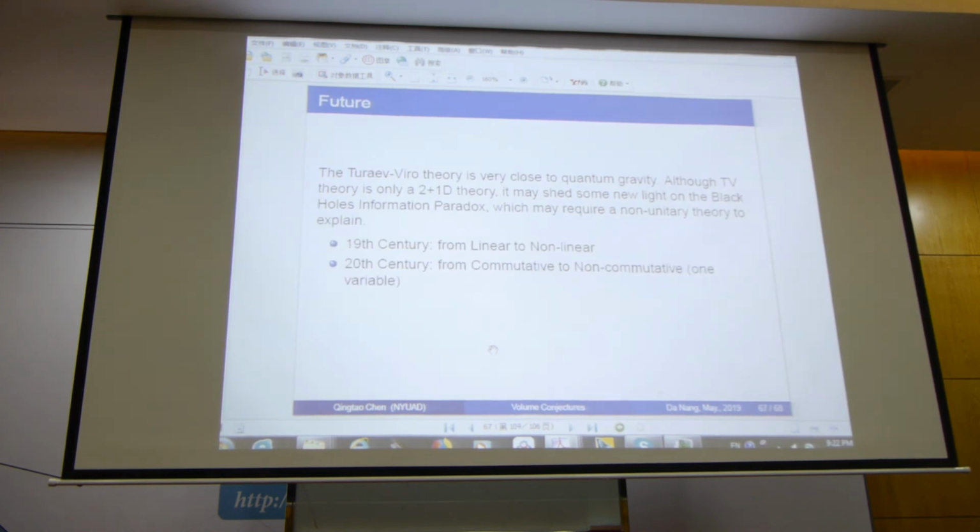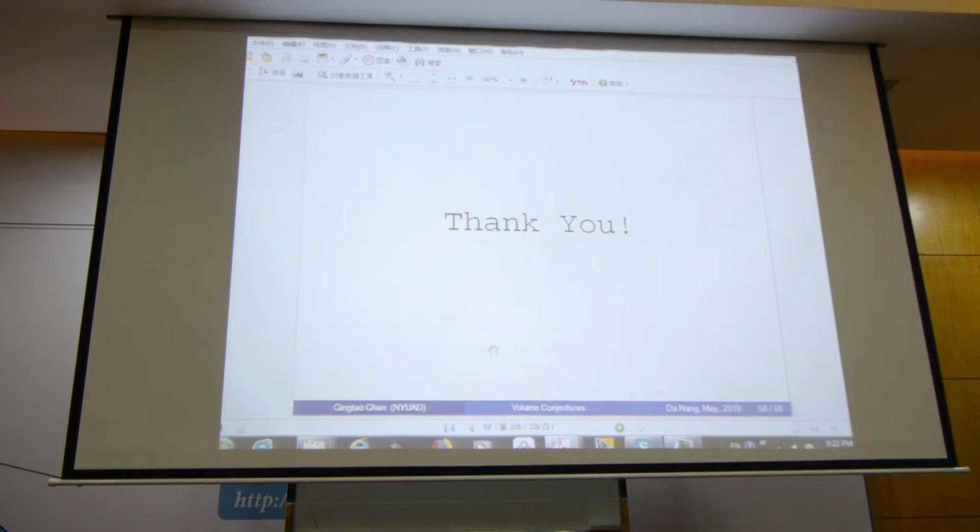And here, this is my hope. The 19th century was from linear to non-linear, and the 20th century from commutative to non-commutative. Maybe the 21st century is from unitary to non-unitary. Thank you.